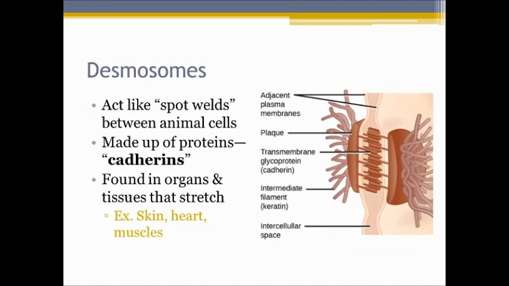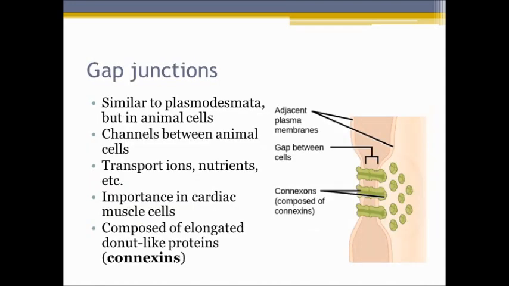Desmosomes are like spot welds between animal cells. The proteins that they're made up of are called cadherins. They're also found in organs and tissues that stretch, such as the skin, heart, and muscles. Gap junctions are similar to Plasmodesmata, but in animal cells, so they're channels between animal cells connecting their cytoplasms. They help to transport ions and nutrients. And they have a lot of importance in cardiac and muscle cells to allow for electrical impulses to travel. The proteins that they're made up of are called connexins.